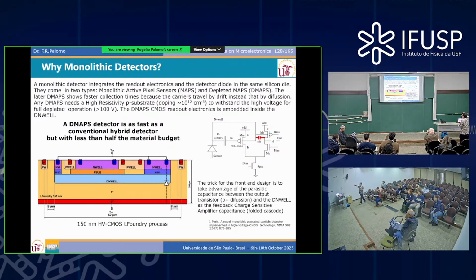This puts some constraints on how to define the charge-sensitive amplifier. This is the charge-sensitive amplifier. I will not go into details because you are not analog designers, but that's the real trick in monolithics, okay? To design the first charge-sensitive amplifier, because it is the most affected by this floating effect on top of the diode.